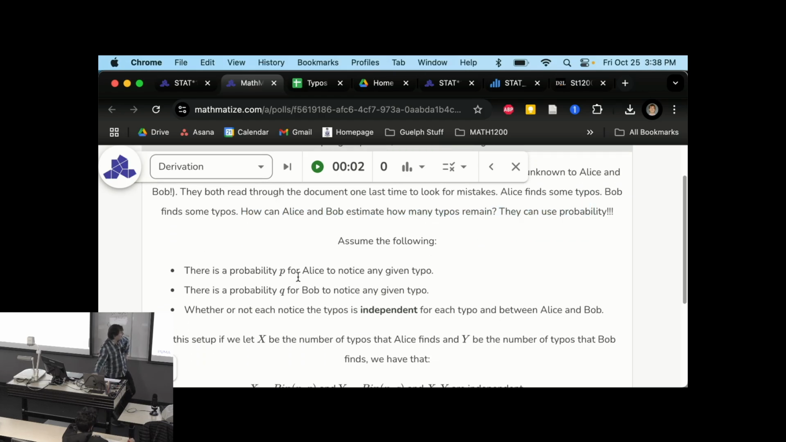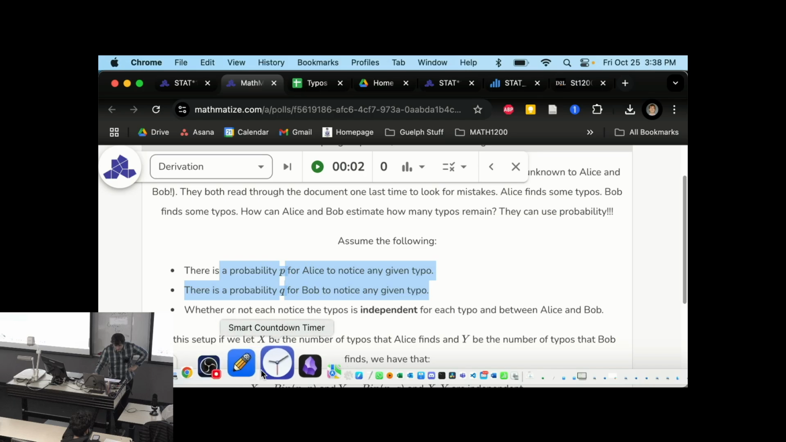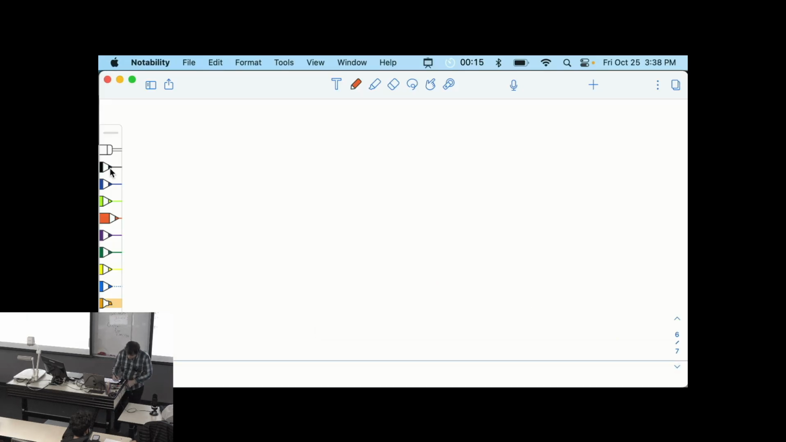And here are the assumptions. So the assumptions are there are these two numbers p and q, so that Alice will find any given typo with probability p, and Bob will find any given typo with probability q. Let me write this down with algebra. So here's what I'm going to do. So we got Alice and Bob. I'm going to make two random variables. Actually, I think they were called x and y. Let's call them x and y. X and y. This is Alice's mistakes found, and Bob's mistakes found.